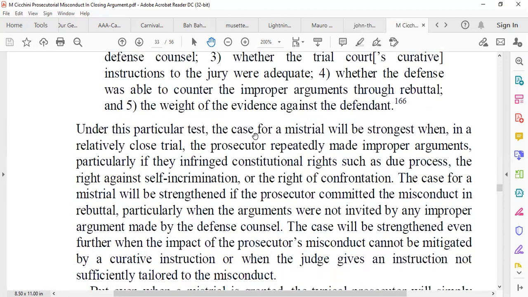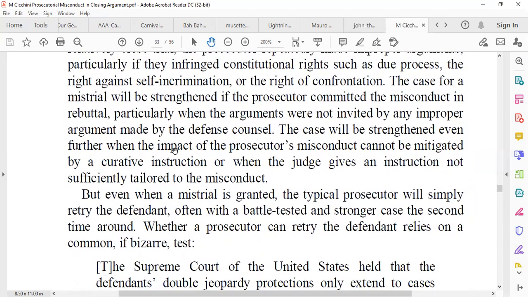Under this particular test, the case for a mistrial will be strongest when, in a relatively close trial, the prosecutor repeatedly made improper arguments, particularly if they infringed constitutional rights such as due process, the right against self-incrimination, or the right of confrontation. The case for a mistrial will be strengthened if the prosecutor committed the misconduct in rebuttal, particularly when the arguments were not invited by any improper argument made by the defense counsel. The case will be strengthened even further when the impact of the prosecutor's misconduct cannot be mitigated by a curative instruction, or when the judge gives an instruction not sufficiently tailored to the misconduct.